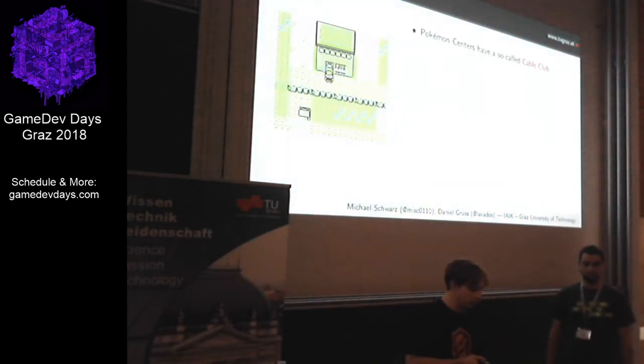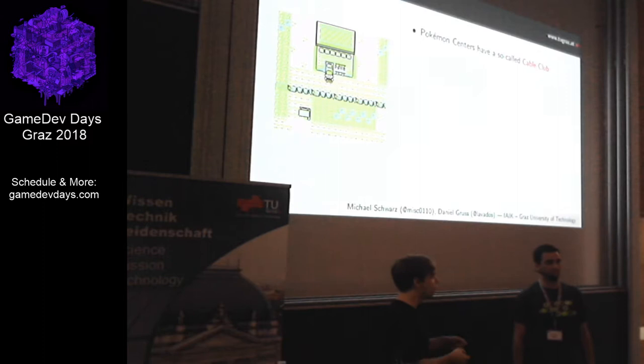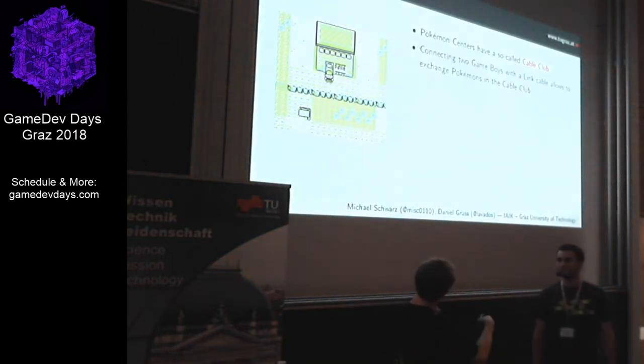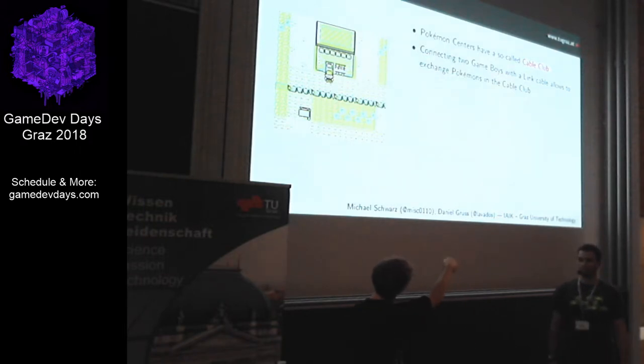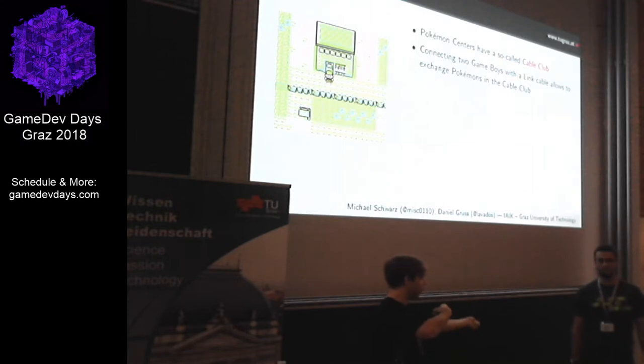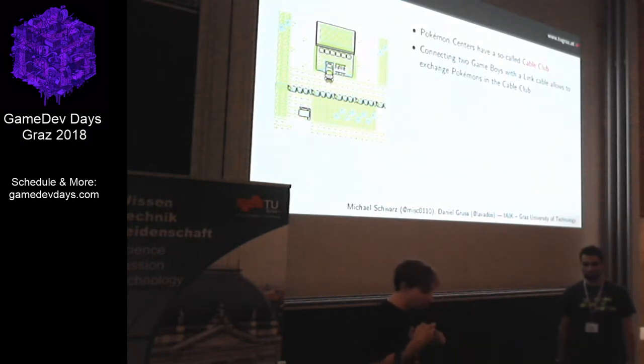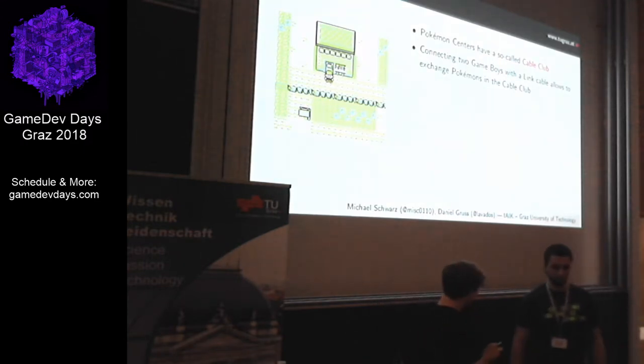Okay, but in the code there are many bugs, and one of the bugs is in the cable club. Let's talk about this cable club. This was really nice. Back when we had the Game Boys, we were exchanging Pokemon over this cable club. A link cable connects two Game Boys, and you exchange one Pokemon with a friend, and you get theirs, and that's really nice. Assuming you have friends.